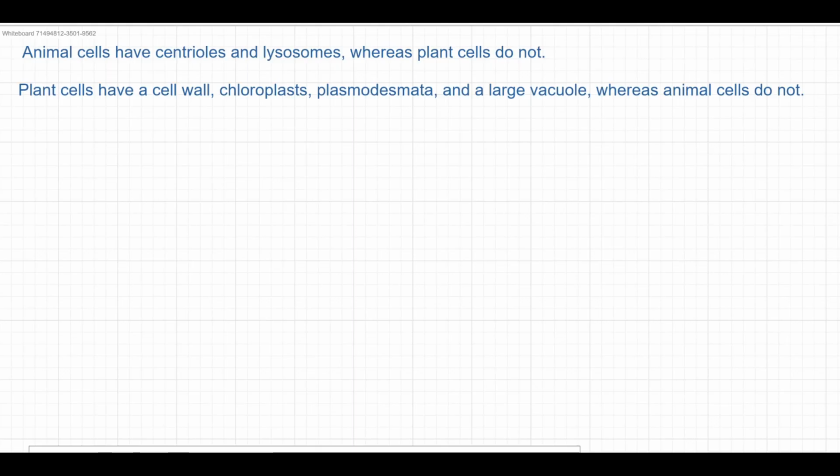The next thing you need to know is comparing animal cells to plant cells. So animal cells have centrioles and lysosomes, which plant cells do not have. And plant cells have a cell wall, chloroplast, plasmodesmata, and a large vacuole, whereas animal cells do not have those organelles. Now, animal cells do have a vacuole. They have multiple small vacuoles, but they do not have one big vacuole, which is present in plant cells.